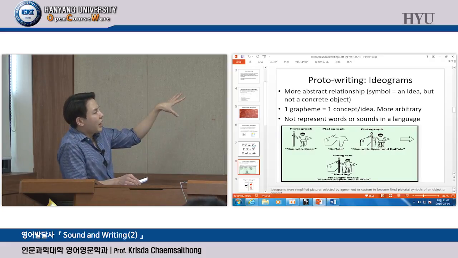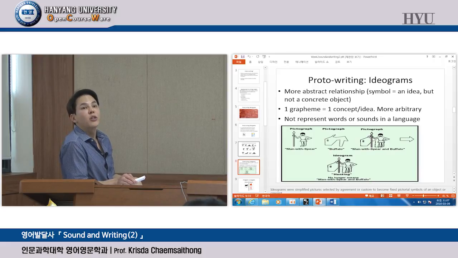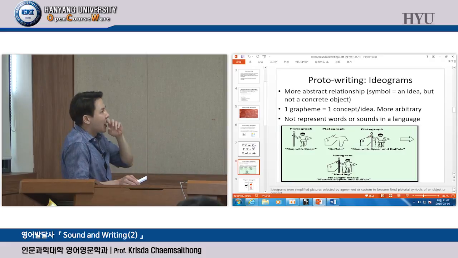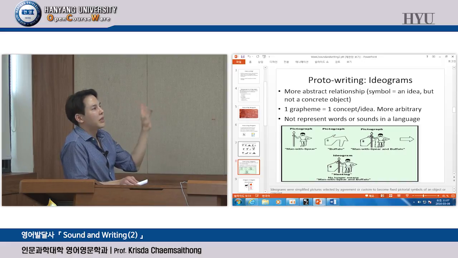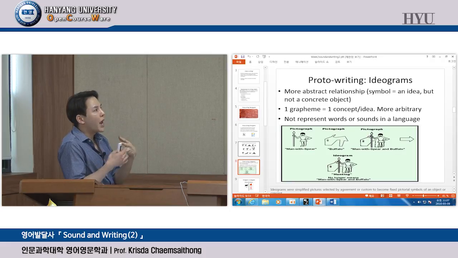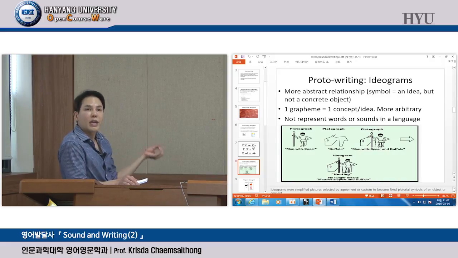So out of the pictograms, we have what we call ideogram, or ideogram. You can pronounce it both ways. This has a more abstract relationship. One picture, one symbol is one idea or one concept, not an object itself, right? So it's more abstract. One picture, one grapheme is one concept or idea, and it's more arbitrary. But again, it doesn't represent any words or sounds in a language.